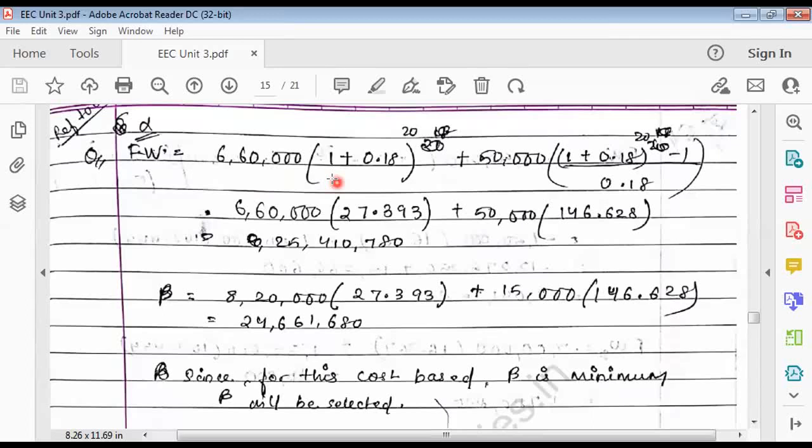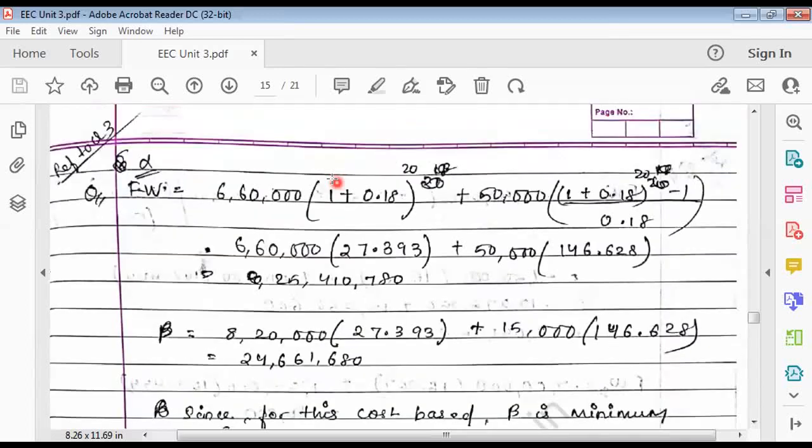6,60,000 times (1 plus 18%) whole to the power 20, and rightly so. The first formula has been used because this is a single time expenditure, 6,60,000. So accordingly, the first formula has been used. The normal compound interest formula has been used.